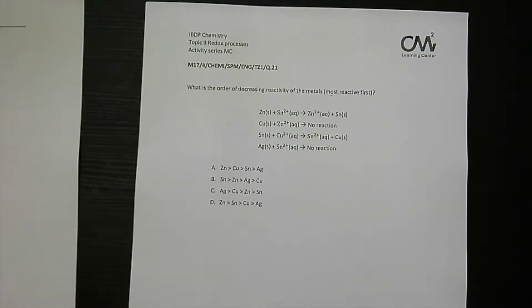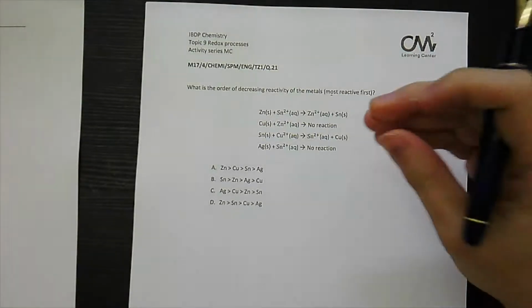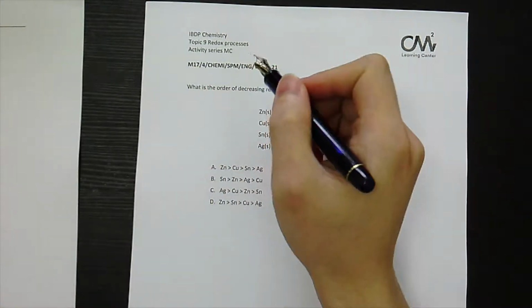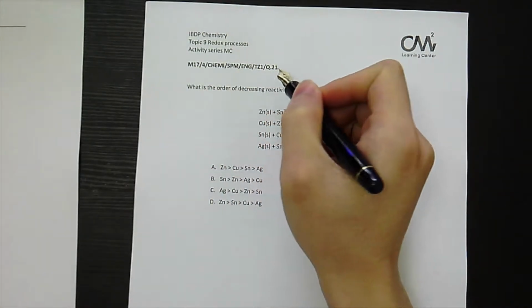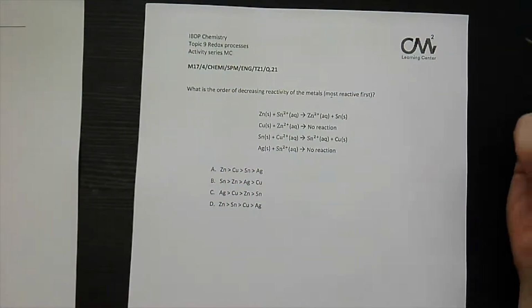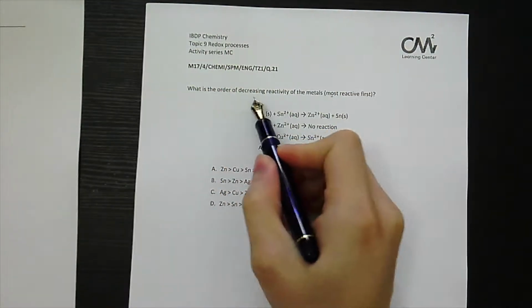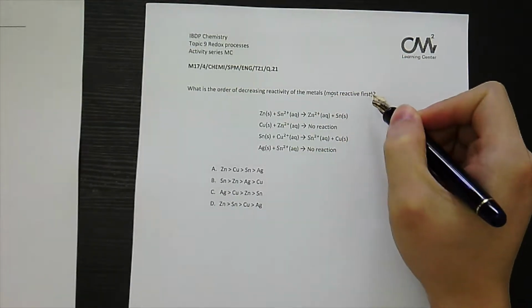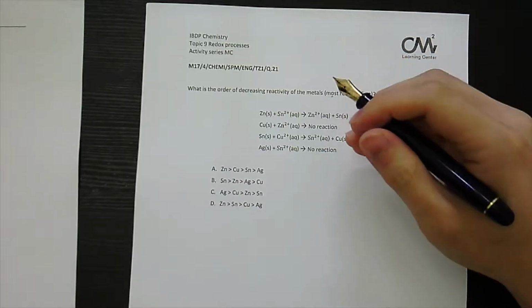Hello, in today's chemistry lesson, I'm going to study the topic 9 Redox process. This MC question is from IB past paper, May 17, time zone 1, question 21. The question is about the activity series. What's the order of decreasing reactivity of metal? Most reactive first. And there are 4 different equations.